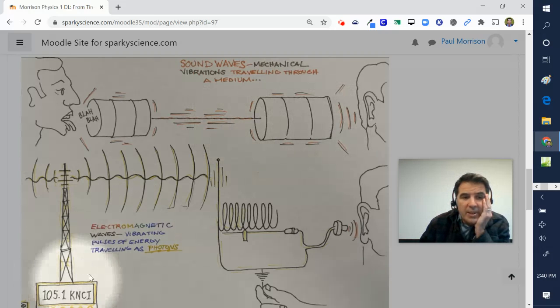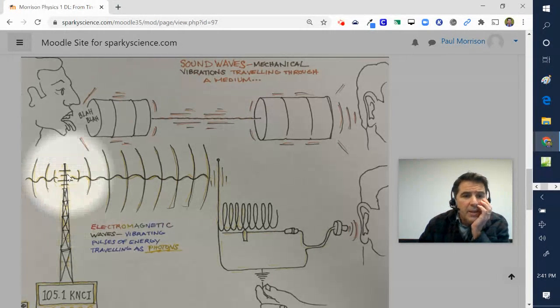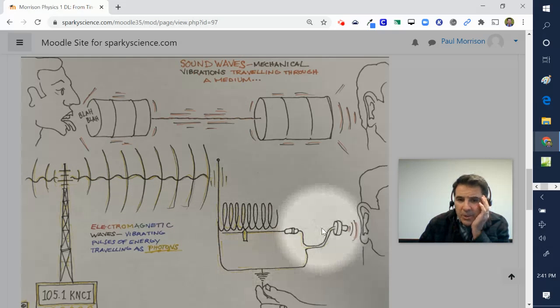Here, somebody inside is on a microphone, and it's making the electrons in the antenna vibrate. And since the electrons in the antenna are vibrating, not the antenna itself, it's causing electromagnetic waves to go out in all directions from the transmitting antenna. This is a radio, the simplest form of a radio.